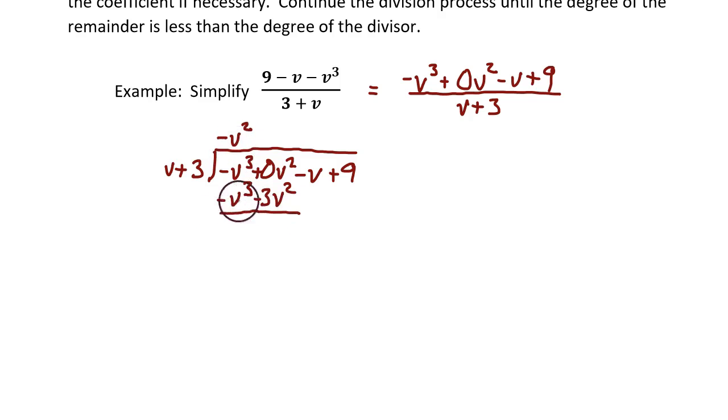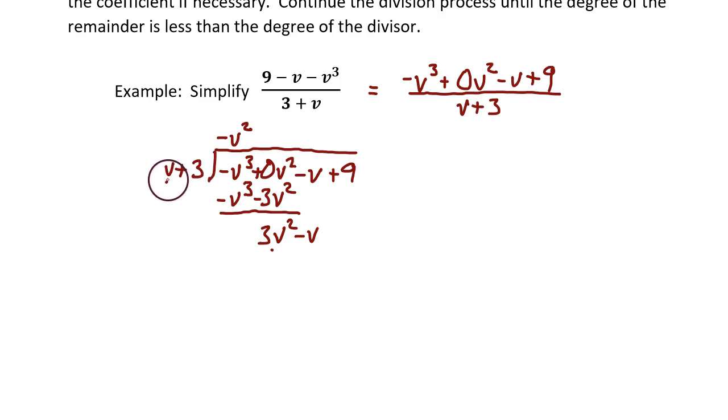Now subtract. These terms cancel away. 0v squared subtract negative 3v squared is 3v squared. What do you do next? You bring down the next term. Now figure out the next number up above. Focus on leading terms only. Focus on the v and the 3v squared.